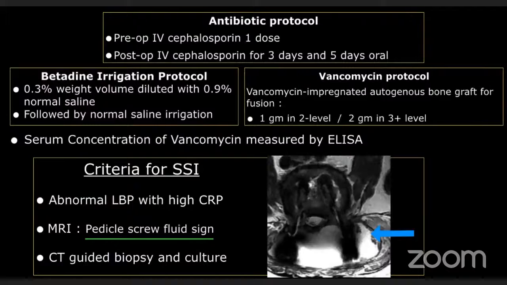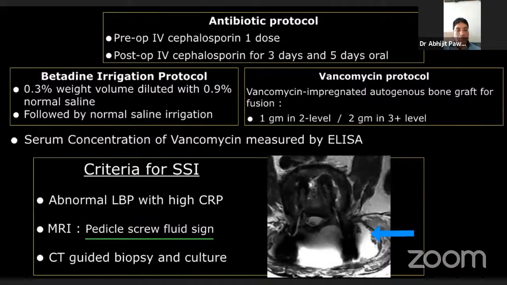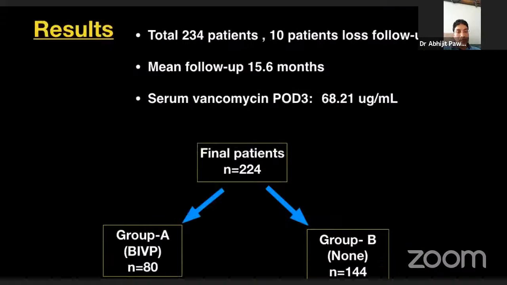Our antibiotic protocol was that all patients received a single dose of IV cephalosporin before incision, and postoperatively 3 days of IV antibiotic and 5 days of oral antibiotic. In Group A, also 0.3% weight by volume betadine irrigation diluted with normal saline was given, followed by normal saline irrigation. 1 gram local vancomycin was added in up to 2 level spine surgery and 2 gram vancomycin in 3+ level spine surgery. Criteria for surgical site infection are abnormal lower back pain with high CRP, MRI suggestive of infection with pedicle screw fluid sign, and biopsy and culture proven infection.